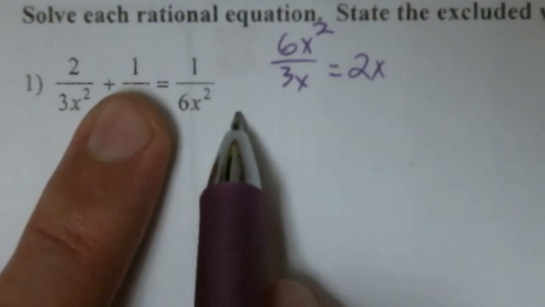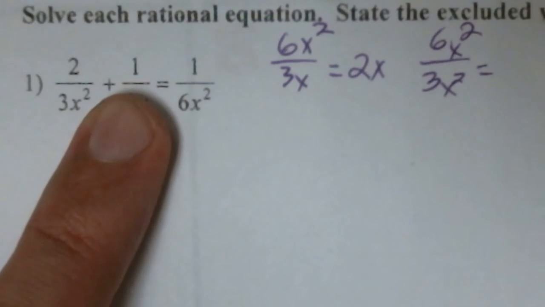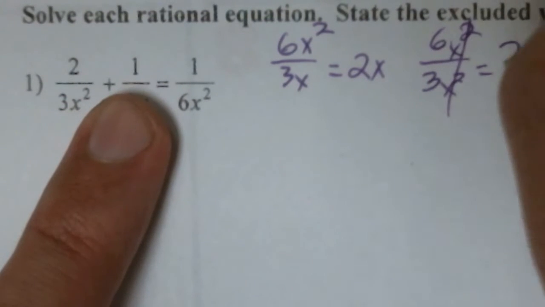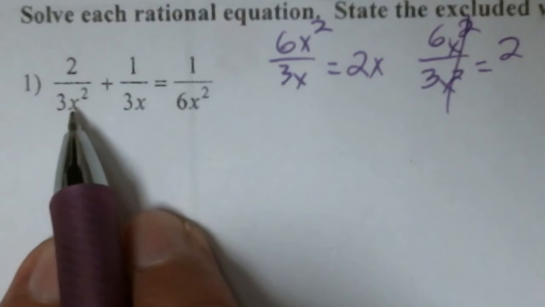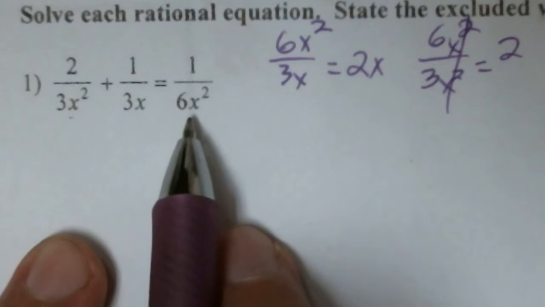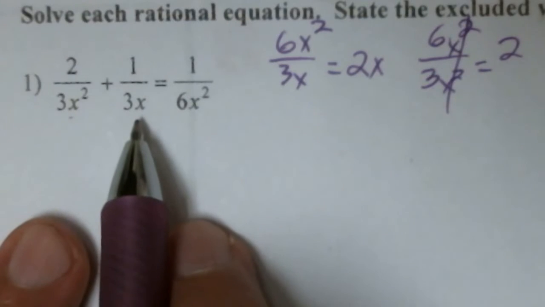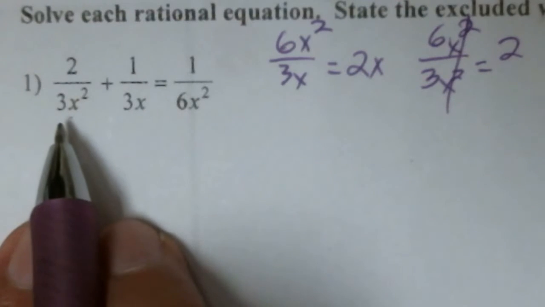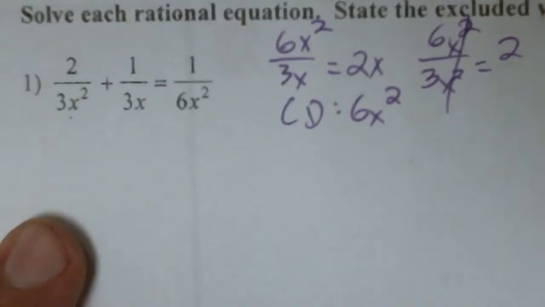What about the medium guy into the big guy? This 6x squared divided by 3x squared, does that go evenly? Yeah, that comes out to be 2. So I don't need the little guy. I don't need the medium guy. The big guy is my common denominator. Every multiple of 6x squared will contain multiples of 3x and multiples of 3x squared. So my common denominator is 6x squared. Okay, so let's spread this out.